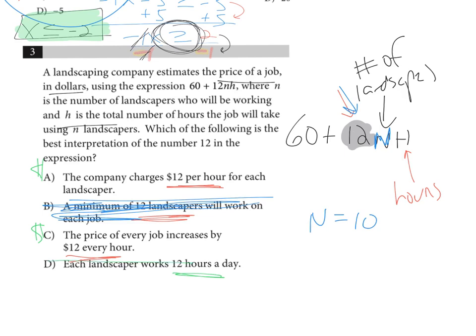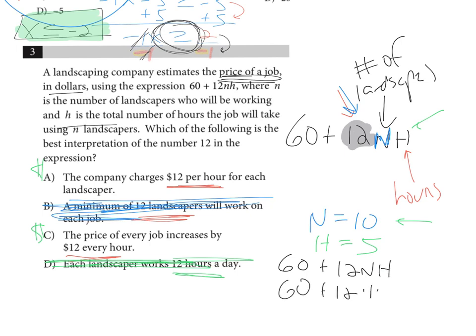So again, that's why I'm kind of hesitant that D is going to be the answer, because 12 is not hours, H is hours. But let's say these 10 landscapers work 5 hours each. Well, what would the price of the job be? Well, 60 plus 12NH, or 60 plus 12 times 10 times 5, or here the job would cost $660. So if you have 10 landscapers working 5-hour shifts, the job costs $660.